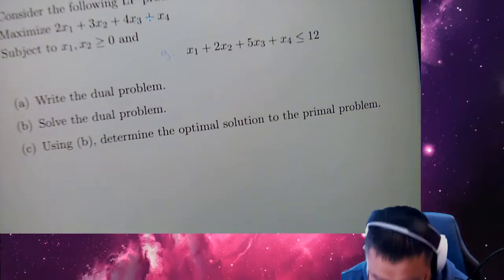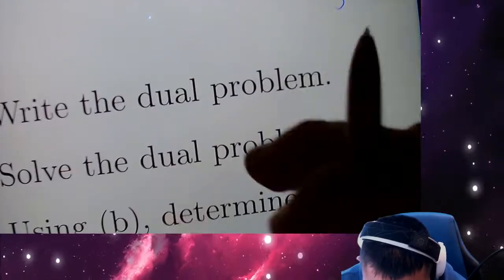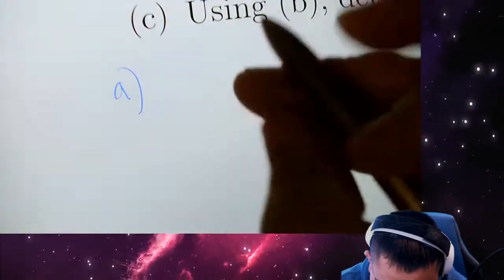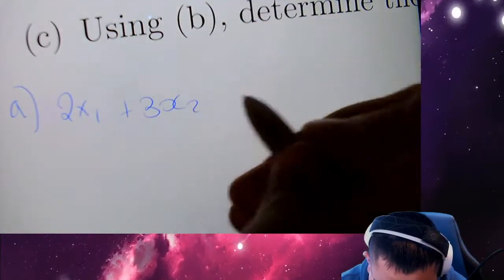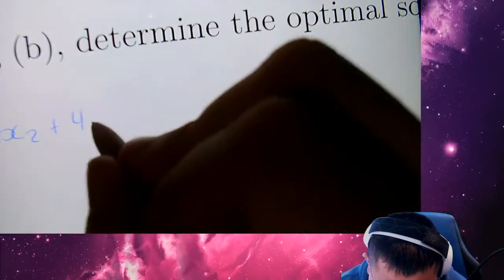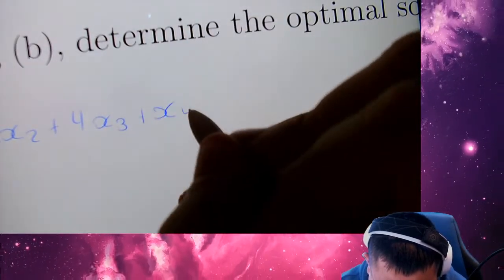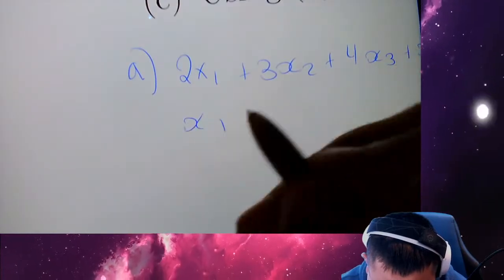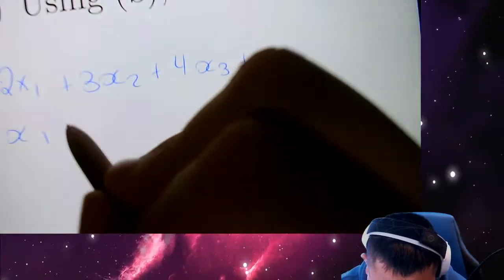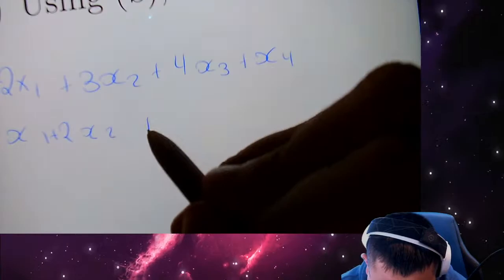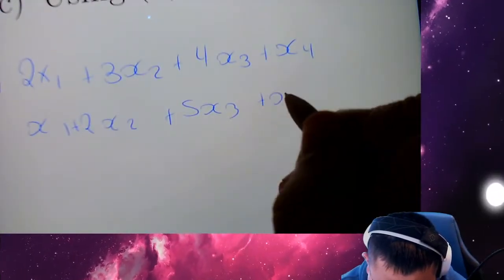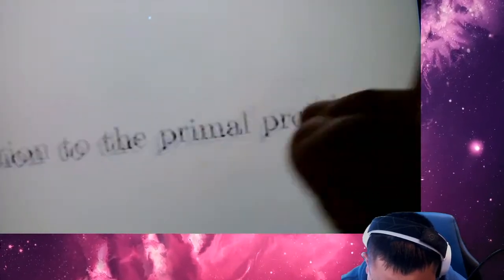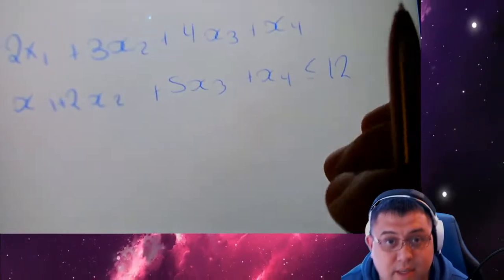Okay, so how this is going to turn out, this is going to be cool. So what we get is 2x1 plus 3x2 plus 4x3 plus x4. And then we get x1 plus 2x2 plus 5x3 plus x4 less than or equal to 12. Okay, so that's what we get.